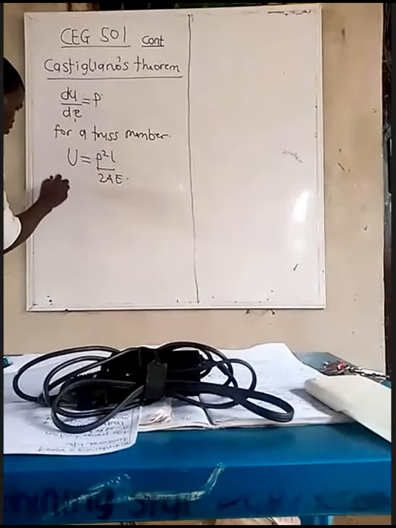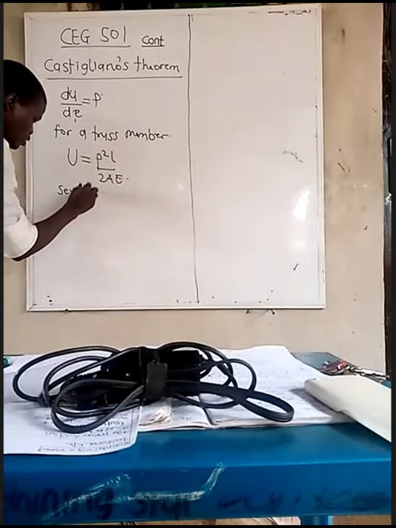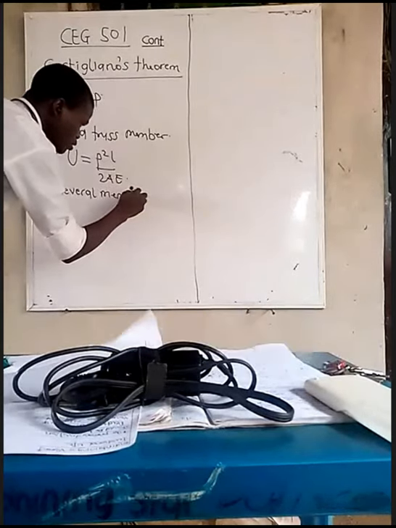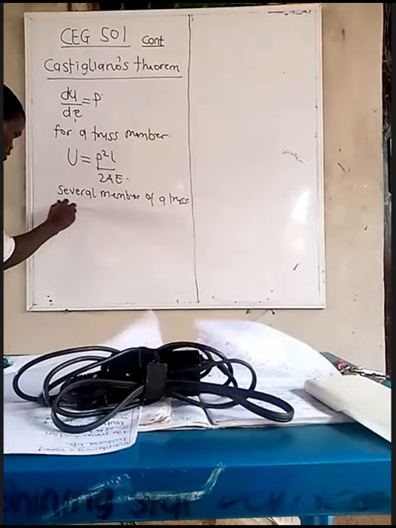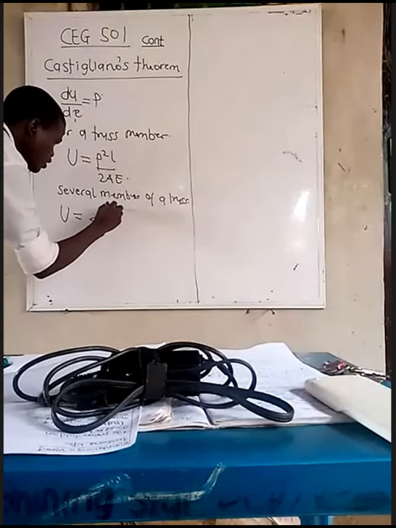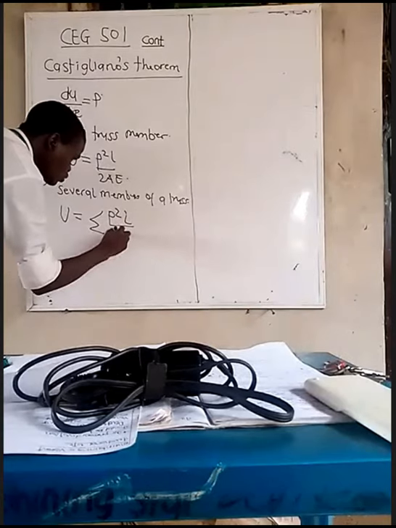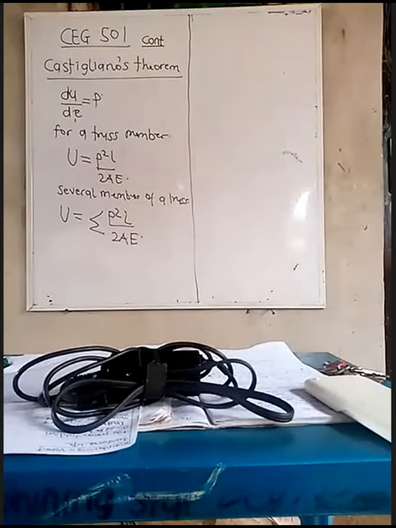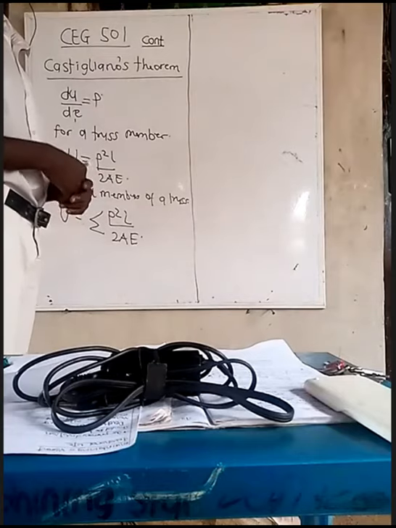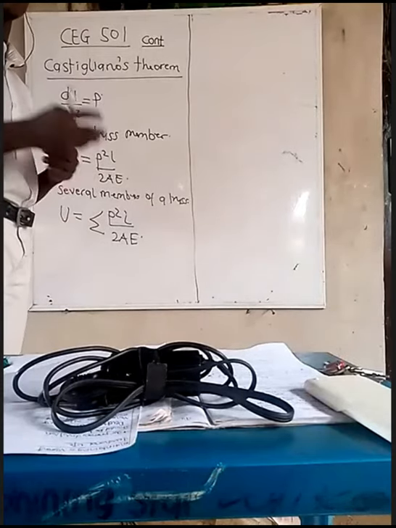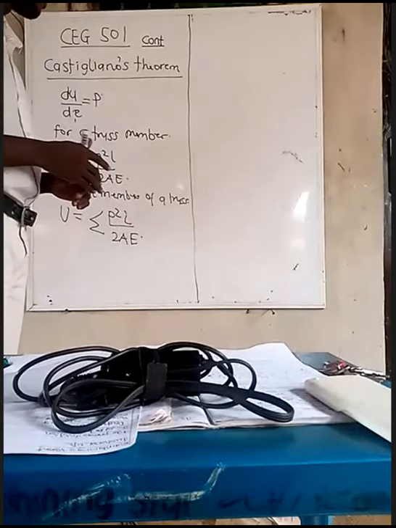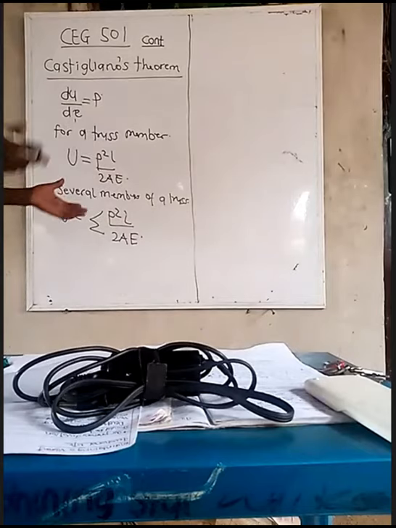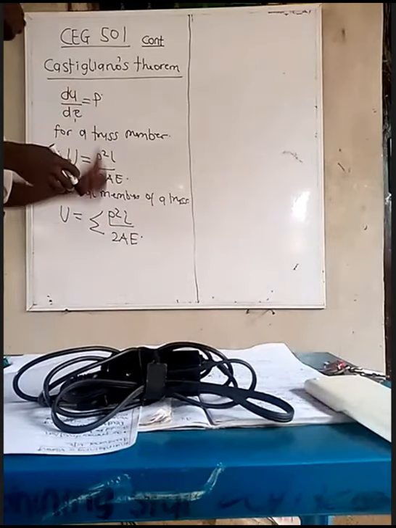Now, if we have several members of a truss, the total spring energy will of course be the summation of P squared L over 2AE. I would suggest that you don't need to write, but if you think you need to, be as fast as possible, because I'm trying to enlarge my handwriting so that you can see it clearly on the phone. Since there's going to be a recording of this lesson, you might not need to write, just follow along and call my attention.